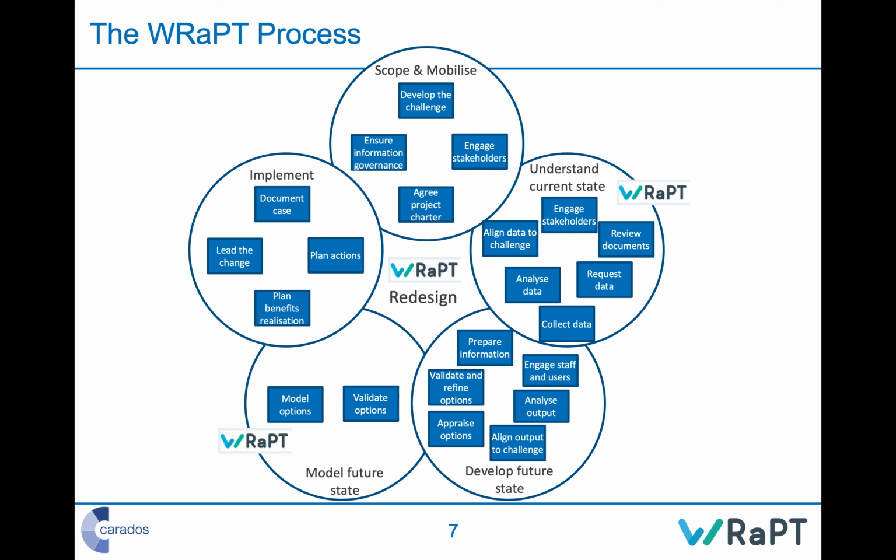If you've done the WRAPT Redesign course, you'll recognise these 5 circles, all the way from scope and mobilise through understanding the current state to developing the future state to modelling the future state and to implementation. This as an approach is a great approach to redesigning workforce, but it is also a great approach to take to planning or to developing a plan, because it's a fairly standard improvement set of steps, and you can learn a lot from it.